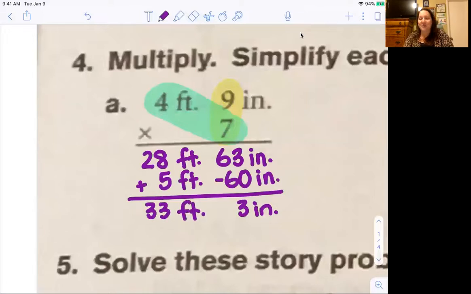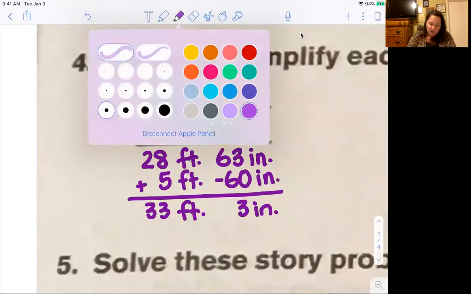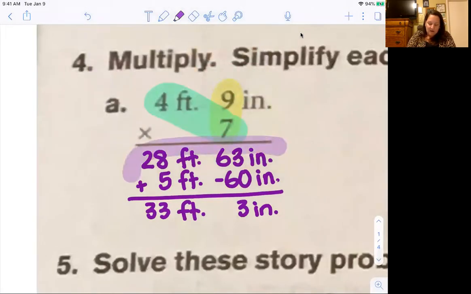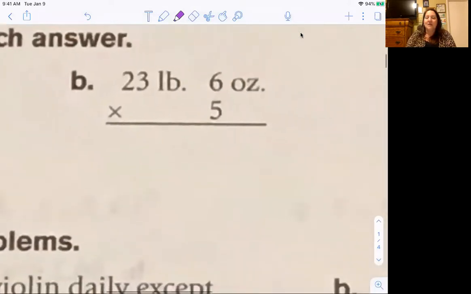33 feet, 3 inches. This part right here, I'm going to use a different color than I've been using. This part right here is just like the conversions that we've been doing with adding and subtracting. The only thing that's different that we added was the multiplying part from yesterday. So you guys are pros at this already. Let's move on.